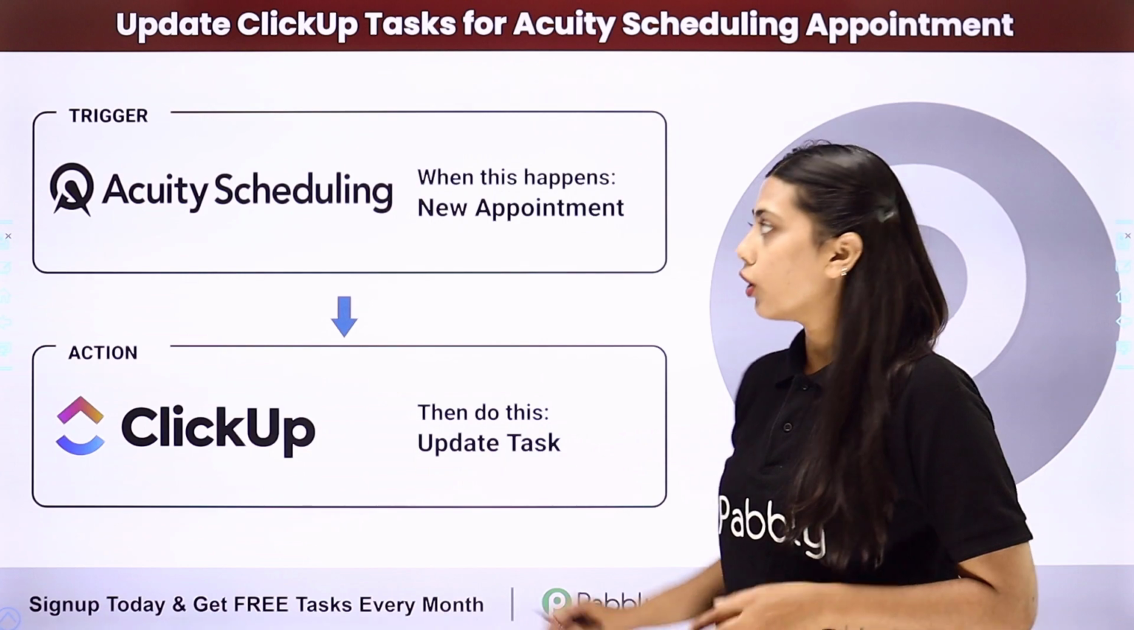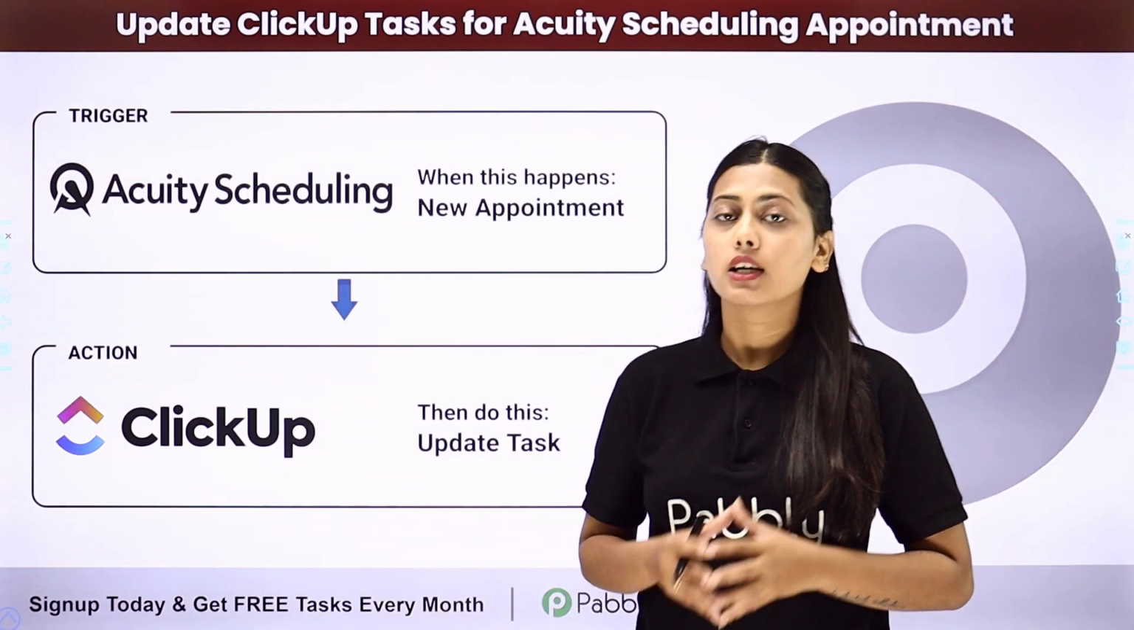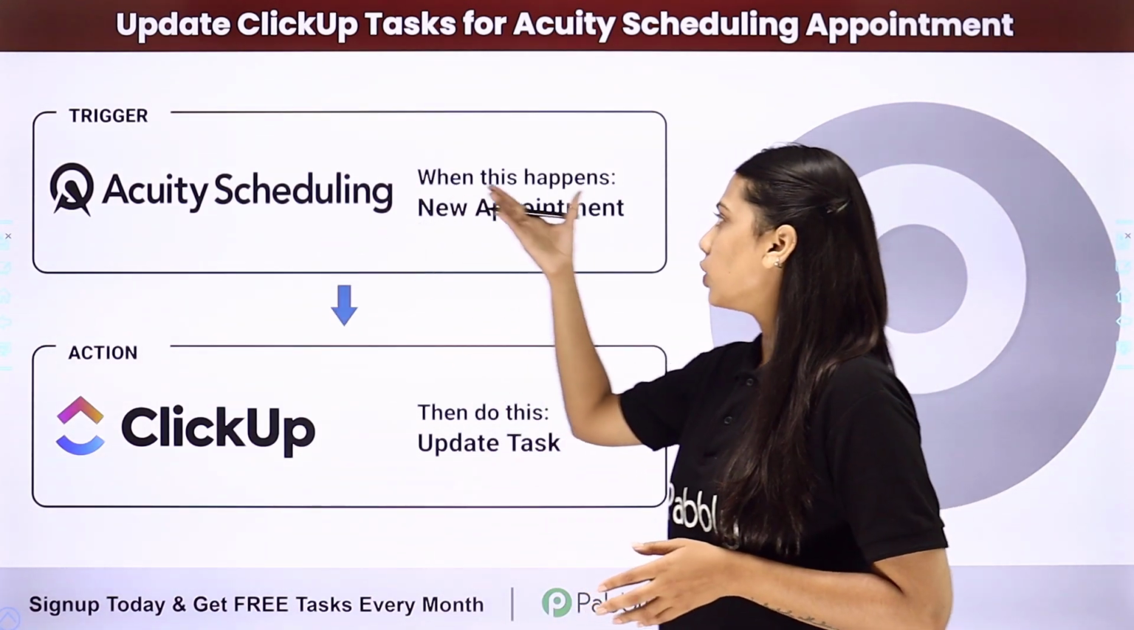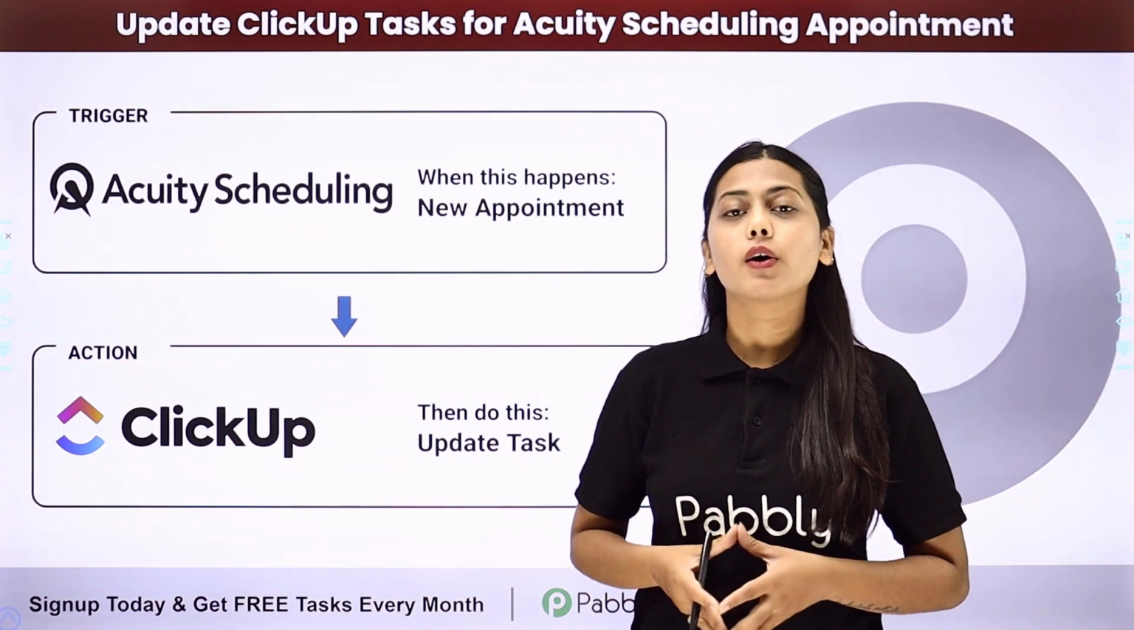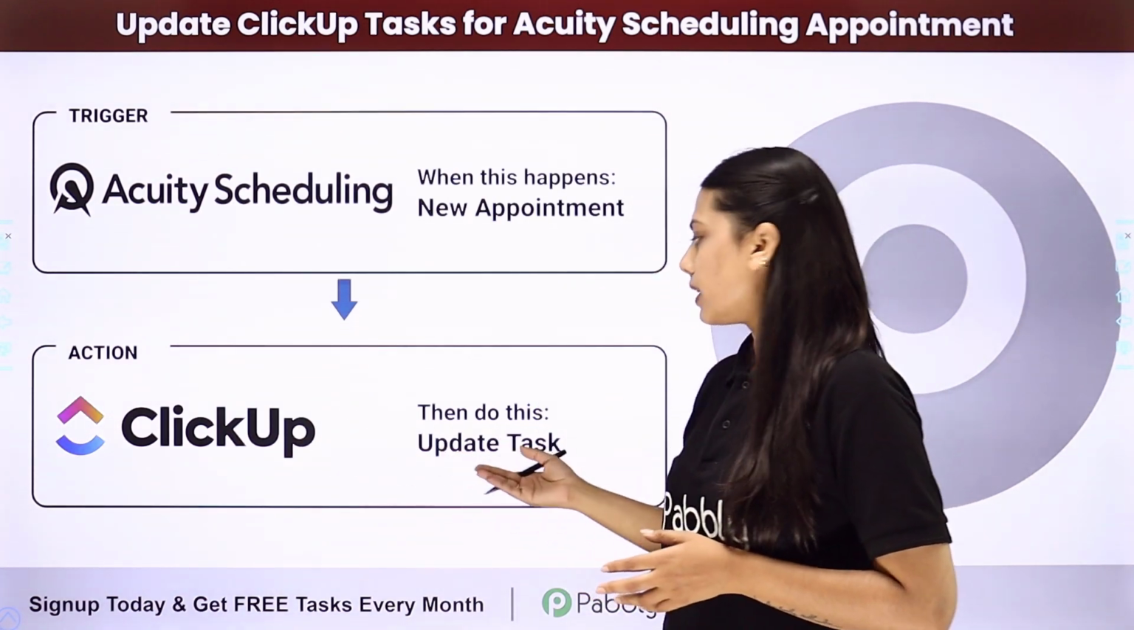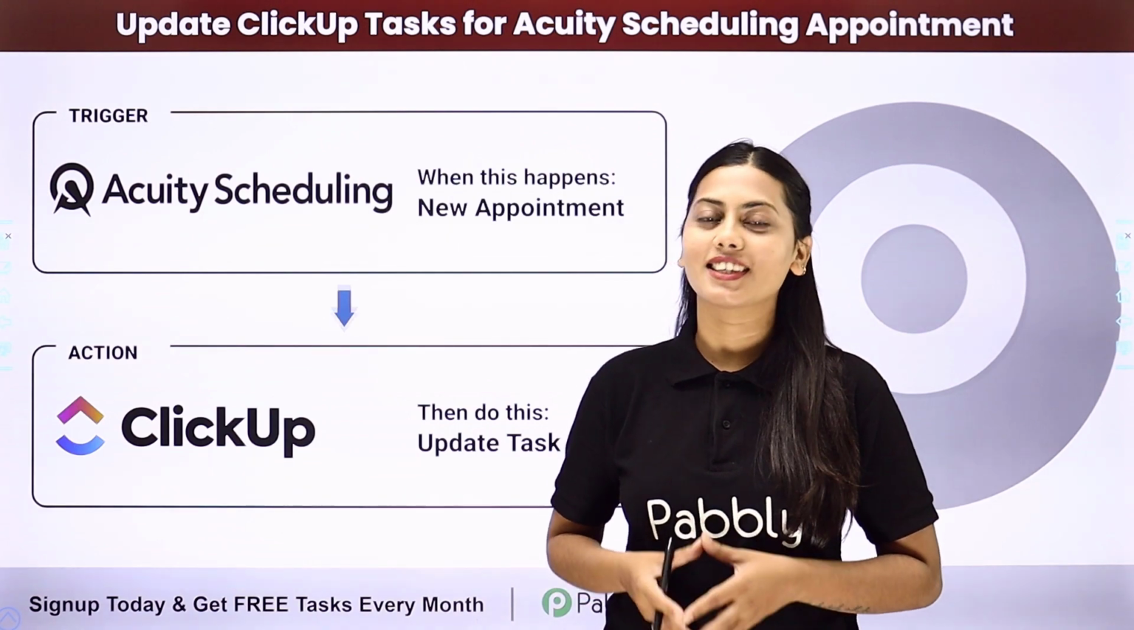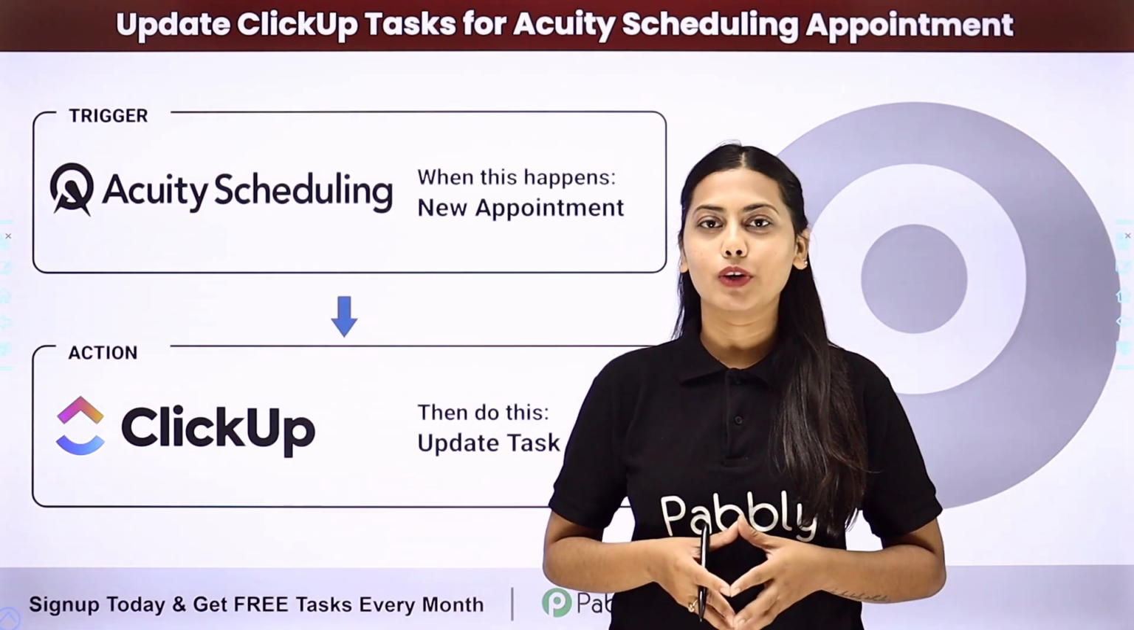So in the upcoming or the next workflow that we are going to create, our trigger will be Acuity Scheduling, where new appointment will be taken as the response, and then ClickUp will have an update in the task as our last action application. Let us learn how to create this workflow.